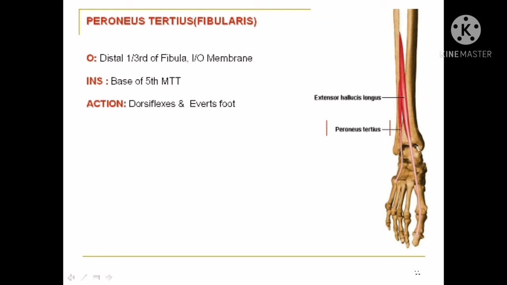The Peroneus tertius or fibularis tertius arises from the distal third of the fibula below the extensor hallucis longus muscle and the adjacent interosseous membrane. It inserts at the base of the fifth metatarsal bone and brings about dorsiflexion and eversion of the foot. Students, eversion will be brought about by those muscles which are attached on the lateral aspect, and inversion will be brought about by those muscles the tendons of which are attached on the medial aspect.